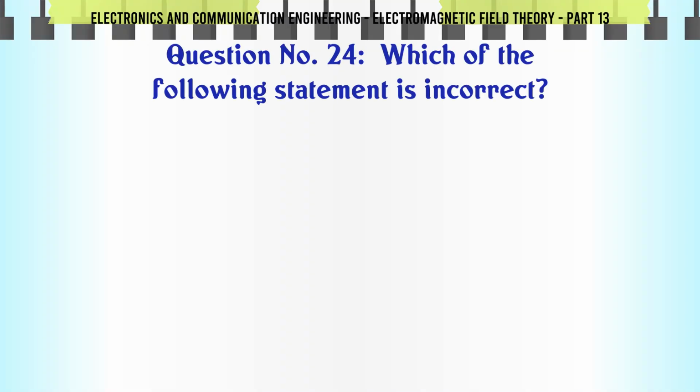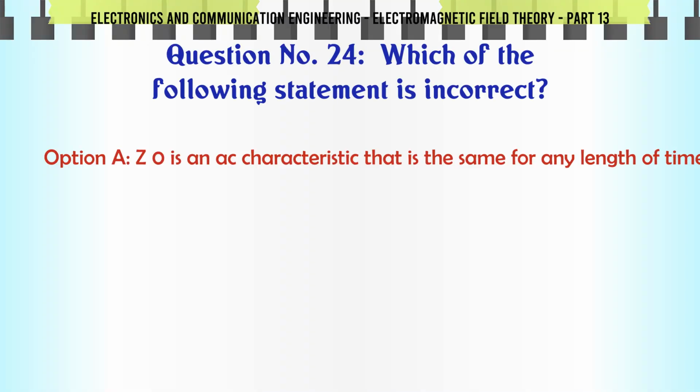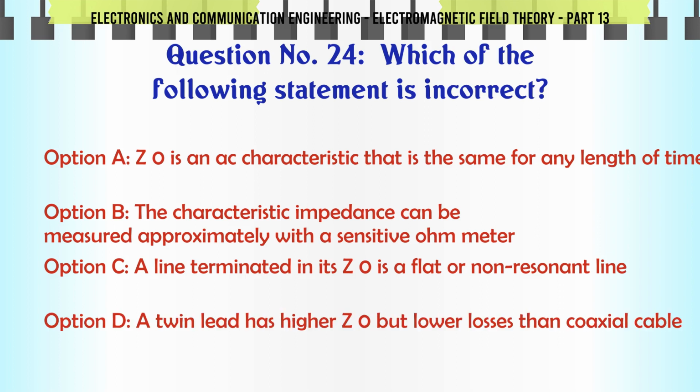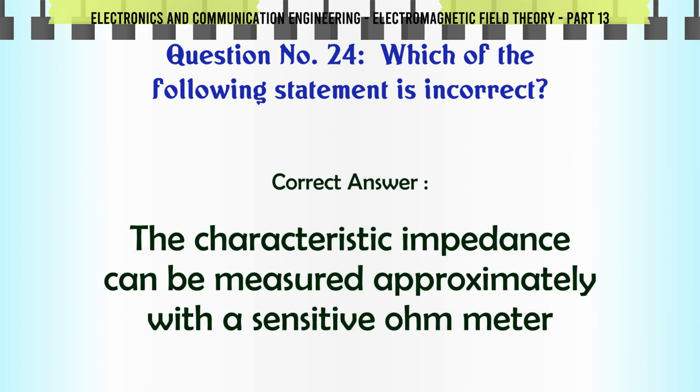Which of the following statements is incorrect? A. Z0 is an AC characteristic that is the same for any length of time. B. The characteristic impedance can be measured approximately with a sensitive ohmmeter. C. A line terminated in its Z0 is a flat or non-resonant line. D. A twin lead has higher Z0 but lower losses than coaxial cable. The correct answer is the characteristic impedance can be measured approximately with a sensitive ohmmeter.